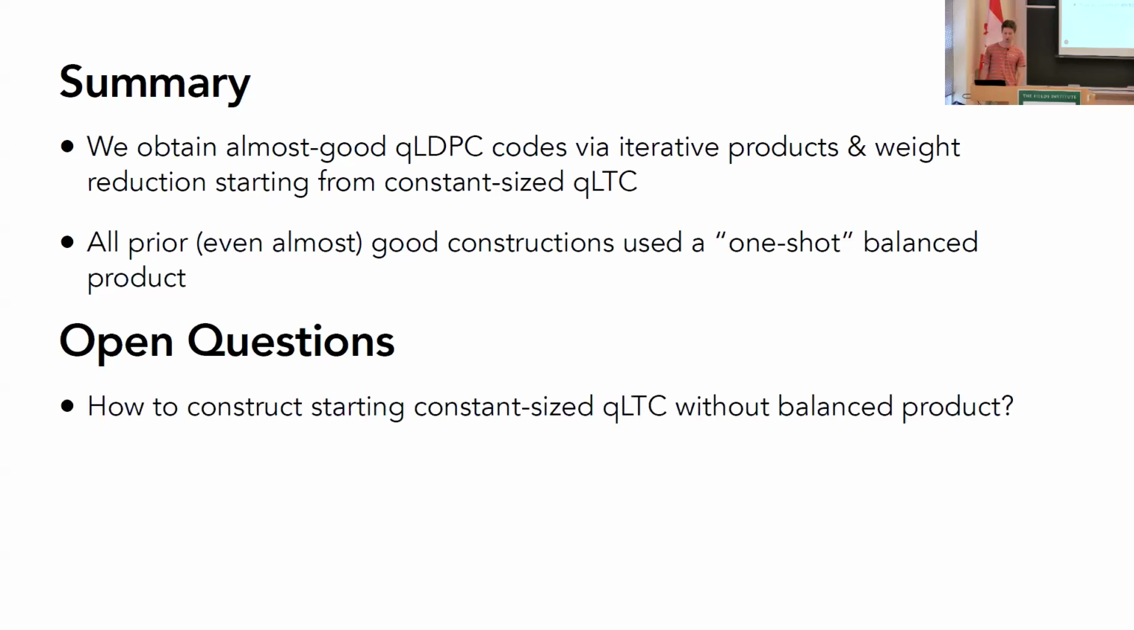So just to highlight some open questions, maybe the most pressing one from our work is how to find alternative ways to construct this constant size quantum locally testable code. Because unfortunately, the only known current constructions themselves use this balanced product construction. So currently, the only way we know how to instantiate our construction is to take a constant size balanced product to construct a constant size quantum locally testable code, and then create an infinite family by iterated tensor products. So it'd be really nice if we had other ways to construct a constant size starting object. Then we'd have an end-to-end construction without this balanced product at all.